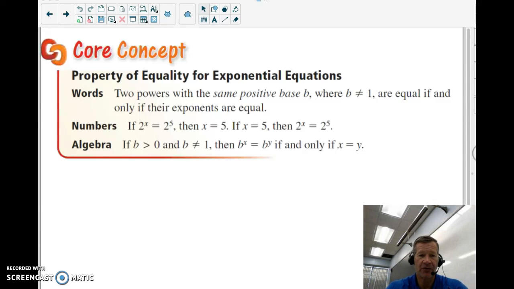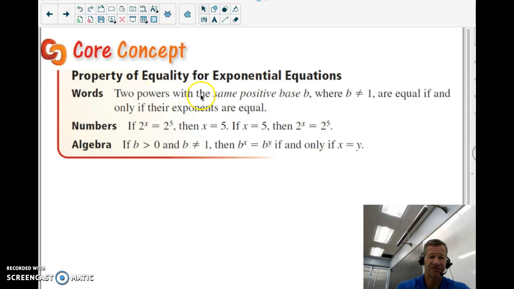Section 6.4, example 1. In this section, we're going to start to actually learn how to solve exponential equations, how to deal with them. Now, before we're able to solve equations, we need to understand properties of equality, just like we did for other equations. So, property of equality for exponential equations.